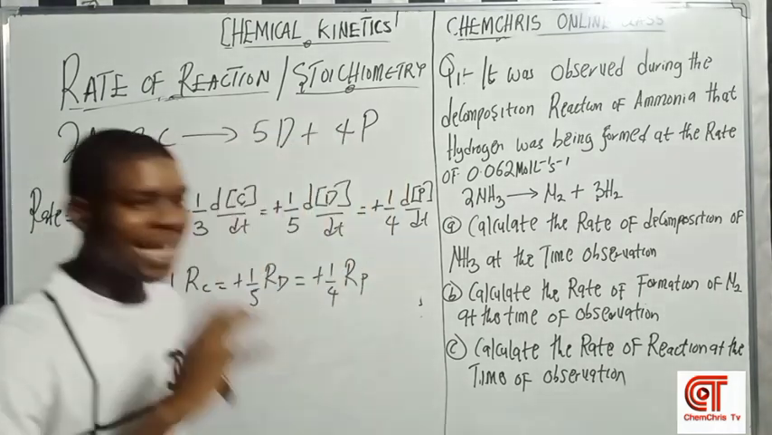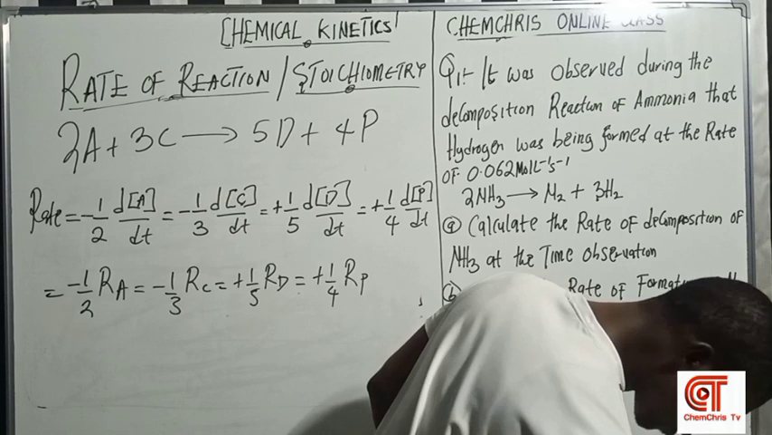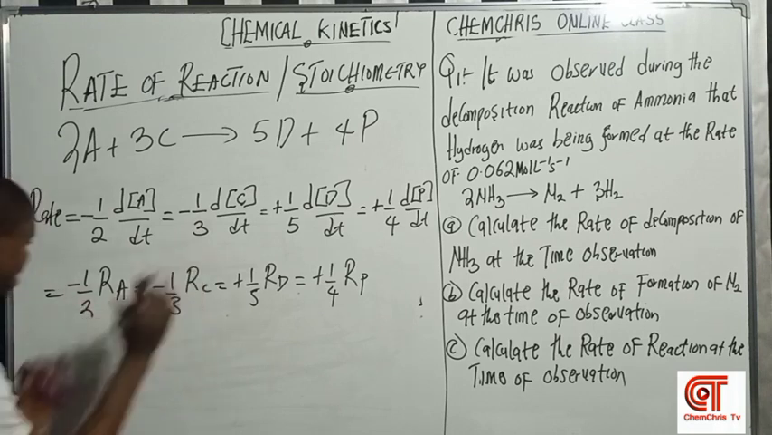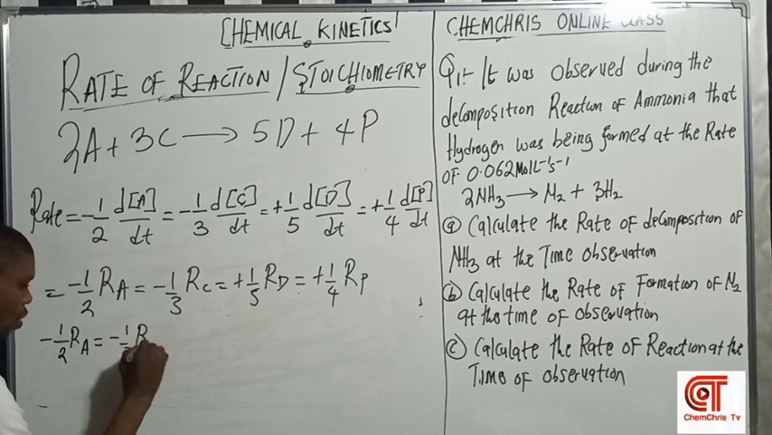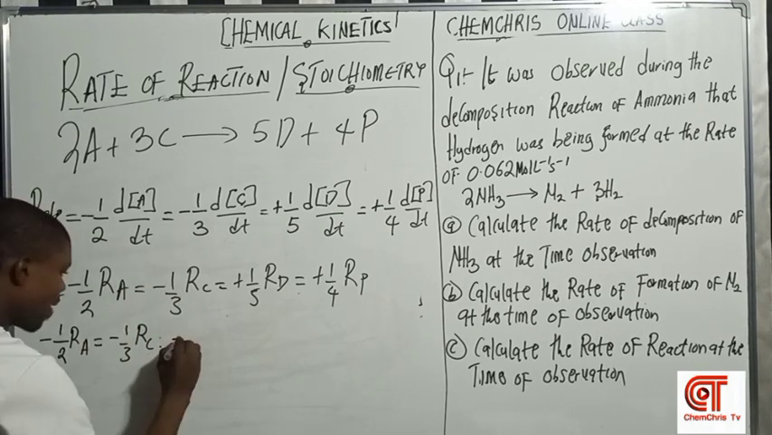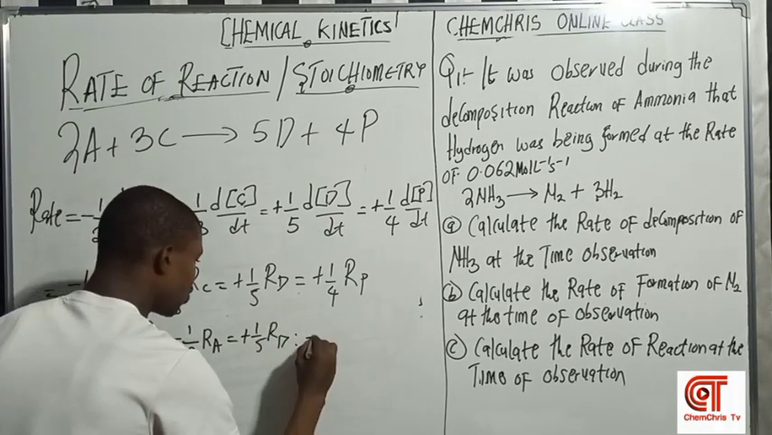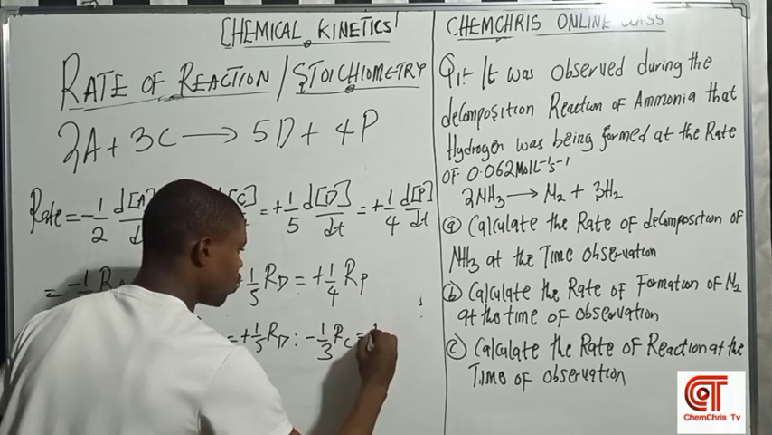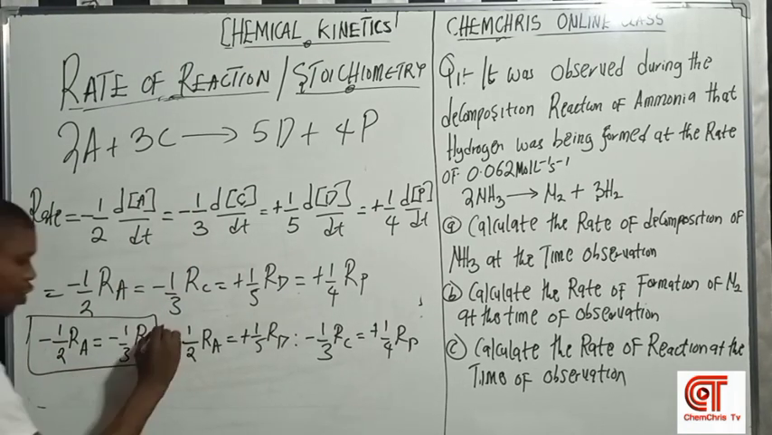Now in the exam, they can give it to you in different formats, with different options, so there are different ways you can equate it here. You can see minus 1 over 2 rate of A is equal to minus 1 over 3 rate of C. You can also say minus 1 over 2 rate of A is equal to plus 1 over 5 rate of D. Or you can say minus 1 over 3 rate of C is equal to plus 1 over 4 rate of P. So it can be any one of these, depending on the type of question you are given.